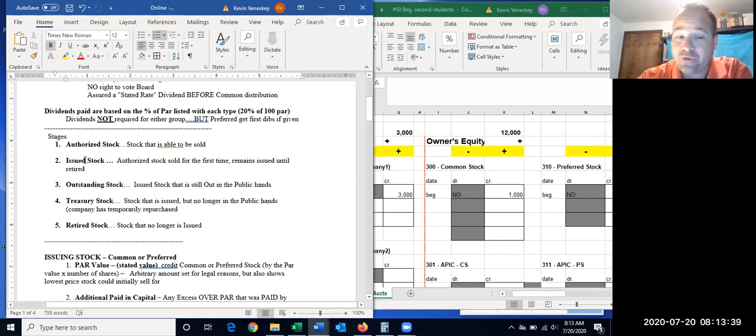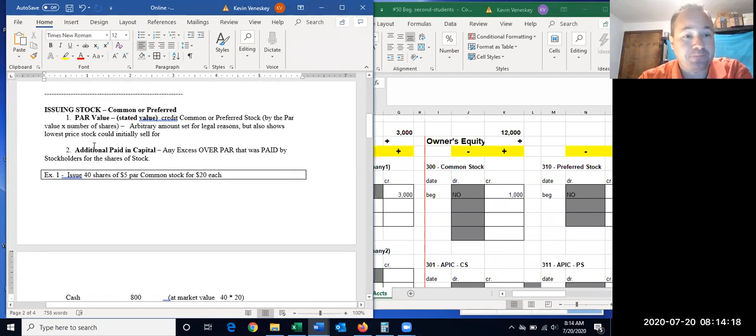A stock can be issued, but then bought back by the company, and that's called treasury stock. It's still listed as issued because it has been issued one time, but it's been bought back, and the company still has it in their hands for the time being. They can resell it at any point, and then it becomes outstanding again. Outstanding simply means it's out in the public's hands, and dividends can be paid on it. And then retired stock: if the company decides they're never going to reissue that stock, it basically becomes unauthorized at that point. The number goes down, and that stock will never be issued again.